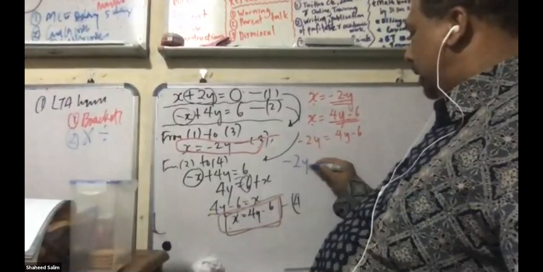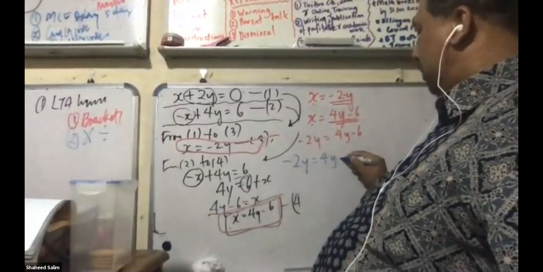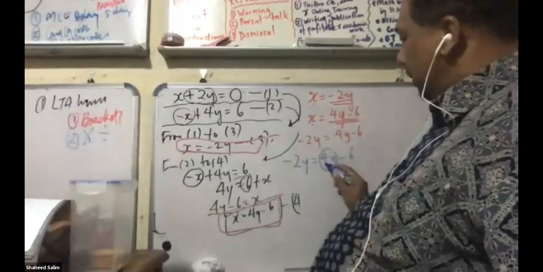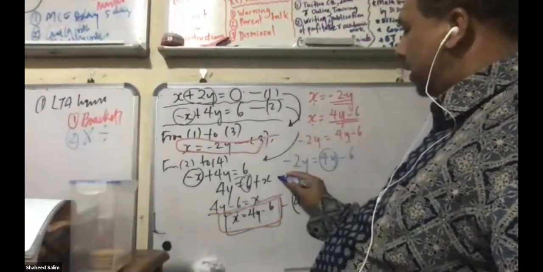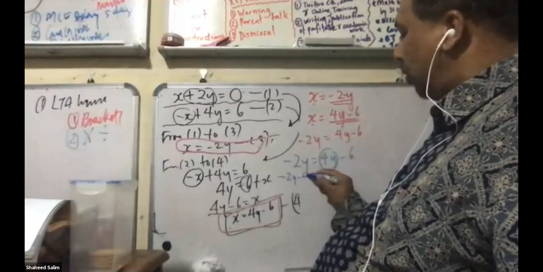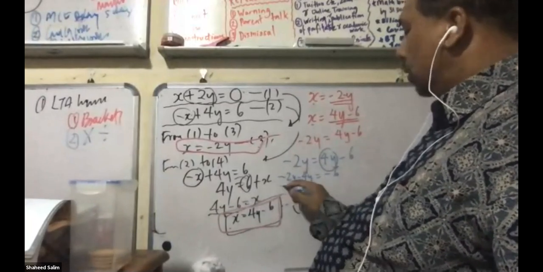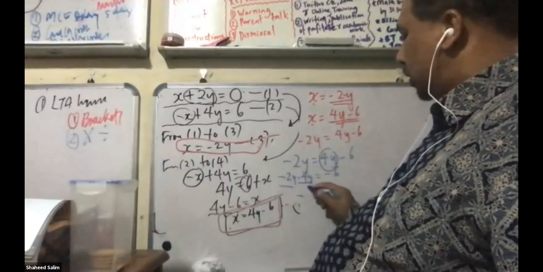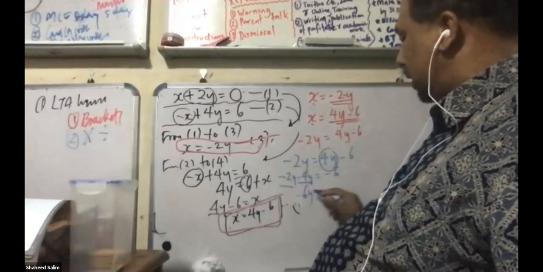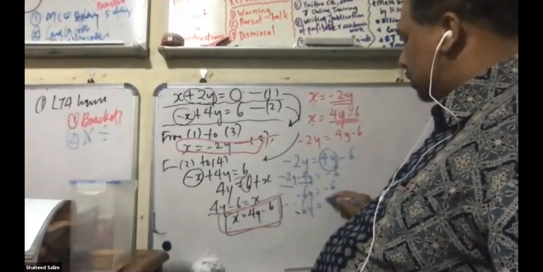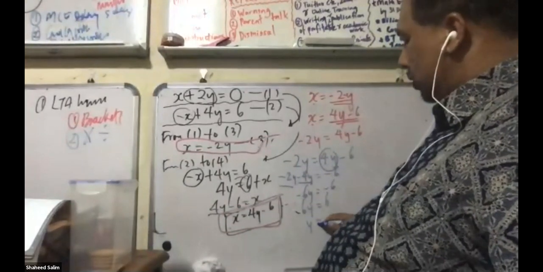Minus 2y equals 4y minus 6. We bring this 4y over there. Plus 4y, you bring over, becomes minus 4y. Minus 2y minus 4y equals minus 6. You owe $2, you owe $4, you owe $6. Minus 6y equals minus 6. That means 6y equals 6. y equals 1.